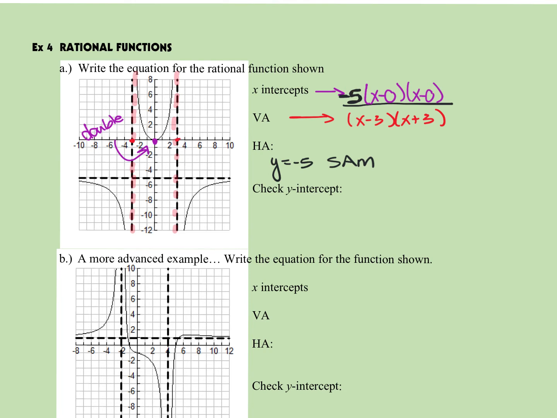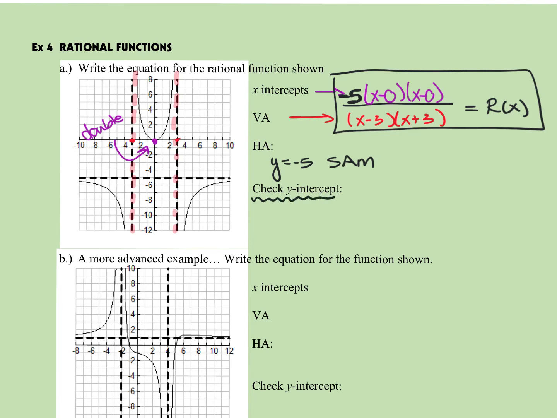Now, if we think we're done, we can go ahead and set this equal to r of x so that we actually have a nice actual function. And then we're going to do this last little bit and check the y-intercept. Sometimes, as we would have in this example B that I'm not going to do in this video, you've got to do a little bit more finagling to get that to work.